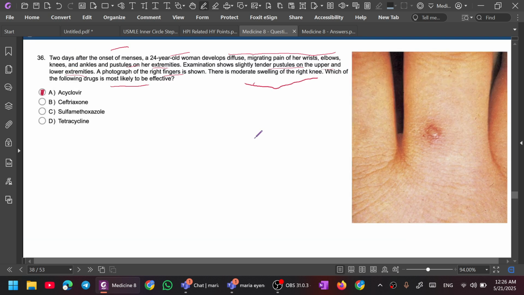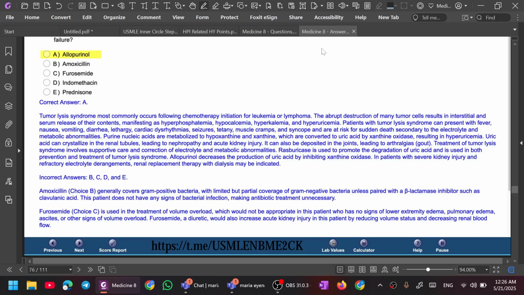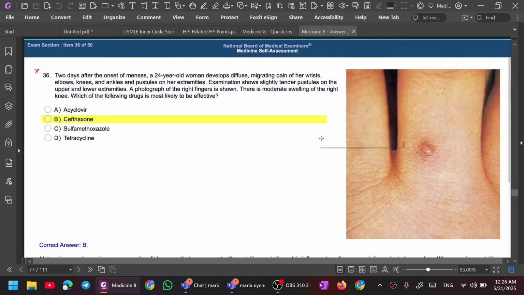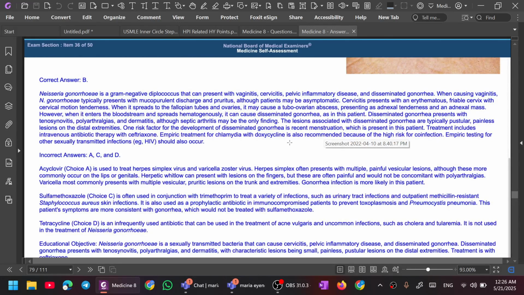Ceftriaxone. Neisseria gonorrhoeae is a gram-negative diplococcus that can present with vaginitis, cervicitis, PID, and disseminated gonorrhea. When causing vaginitis, gonorrhea typically presents with mucopurulent discharge and pruritus, although patients may be asymptomatic. Cervicitis presents with a red, friable cervix with cervical motion tenderness. When it spreads to the fallopian tubes and ovary, it may cause tubo-ovarian abscess, presenting as adnexal tenderness and adnexal mass. However, when it enters the bloodstream and spreads hematogenously, it can cause disseminated gonorrhea.